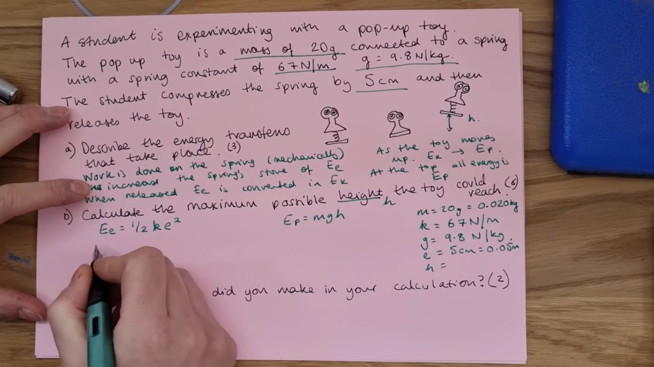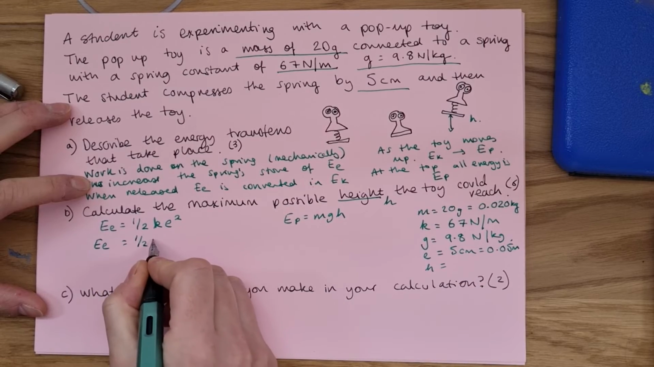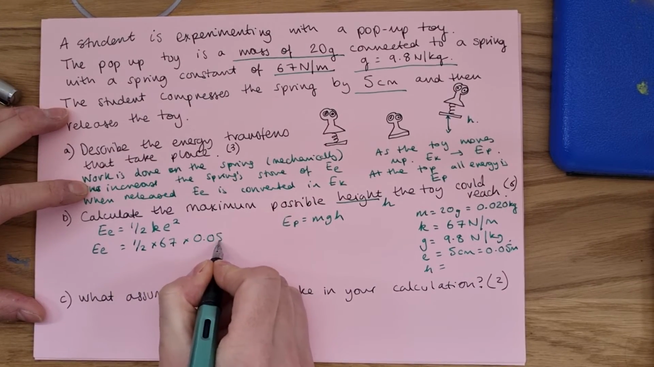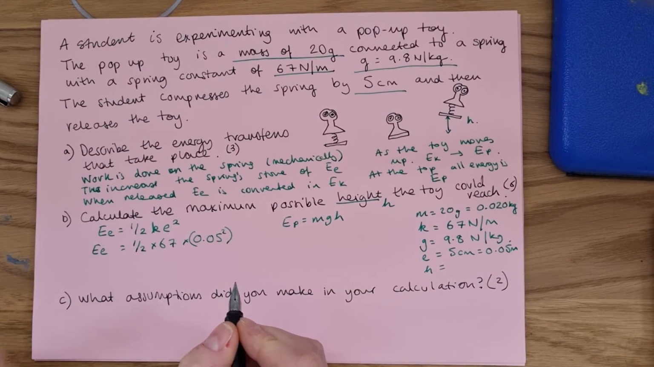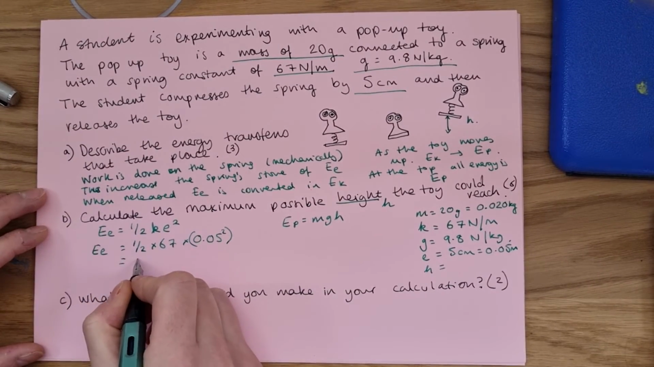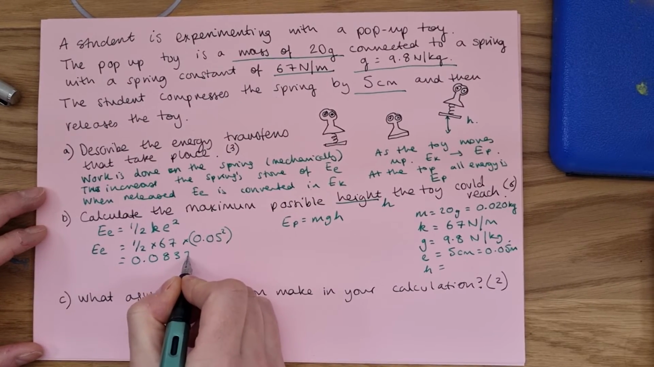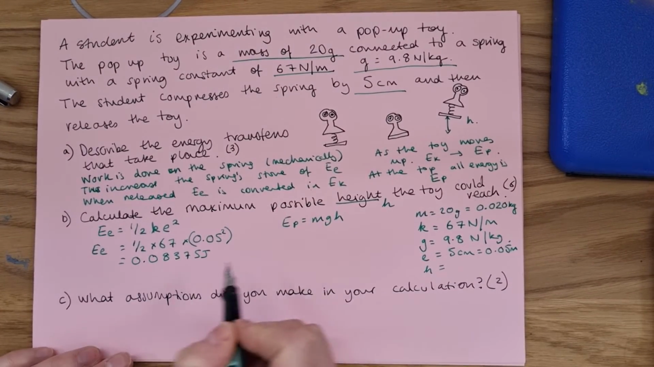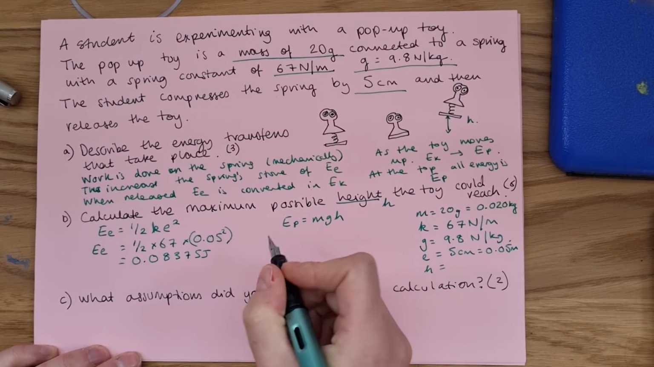So first of all, elastic potential energy is half ke squared, so I've got my equation there. I'm going to substitute, so it's a half times 67 times 0.05 squared. And I'll do that on my calculator, and I get the elastic potential energy is 0.08375 joules. Nice and easy. Then I'm going to say that energy gets converted into gravitational potential energy at the maximum height.